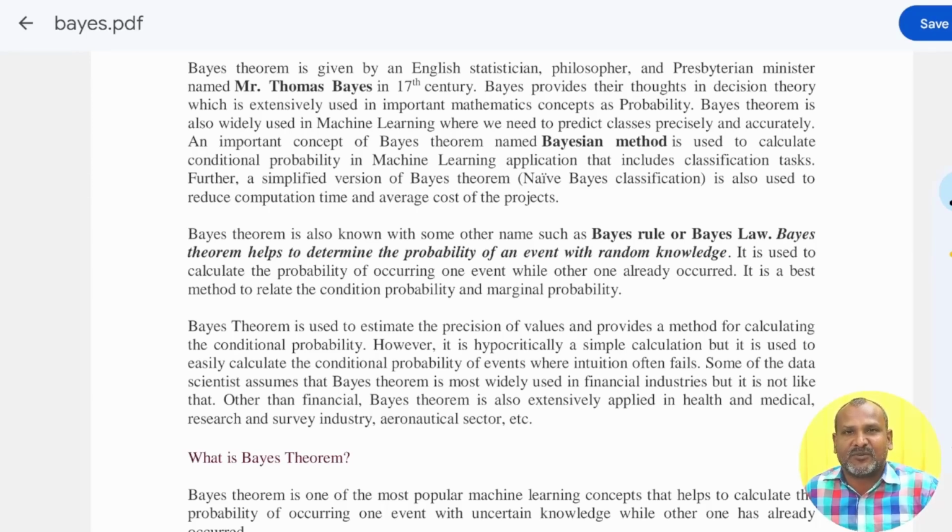Today we will discuss one of the most important topics, which is Bayes theorem, which is part of the third unit of the machine learning subject. Now coming to the Bayes theorem, see here.